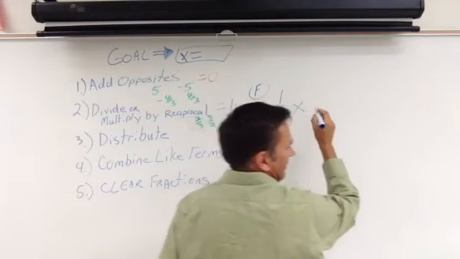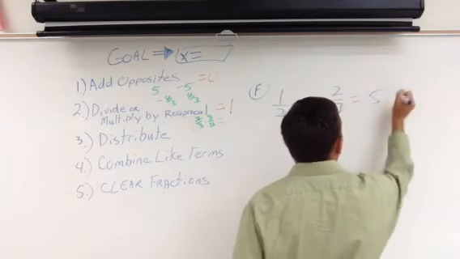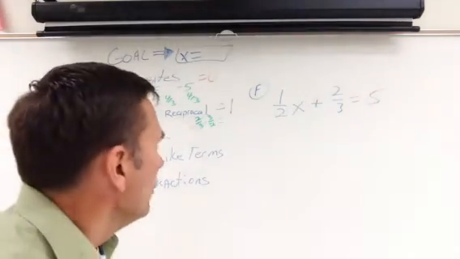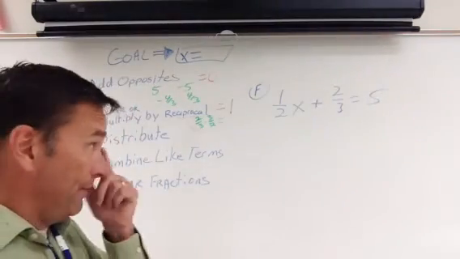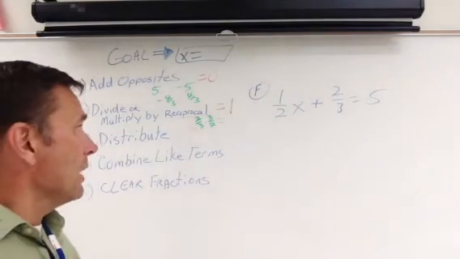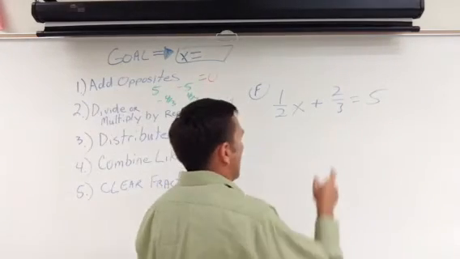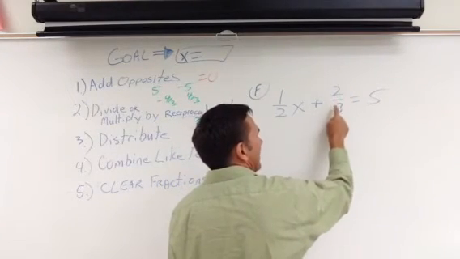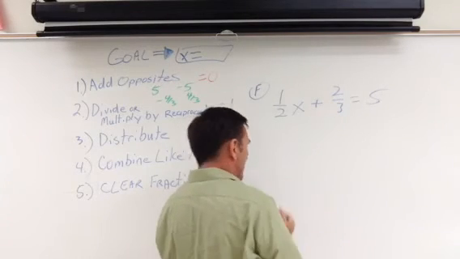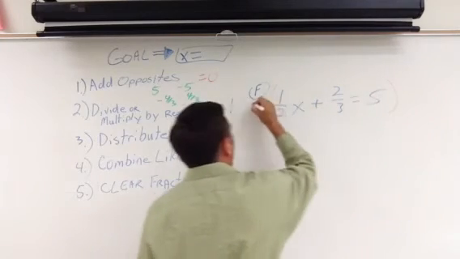Letter F. This is the last one we're going to do. 1/2 x plus 2/3 equals 5. Now, we have fractions here. And if we added negative 2/3, we're going to end up with a fraction over there. I want to avoid these fractions. So I'm going to multiply by the denominator of this number here, the one without the variable. I'm going to multiply every single term by 3.